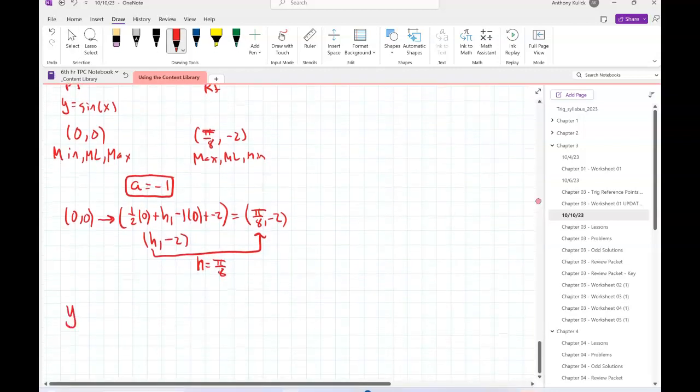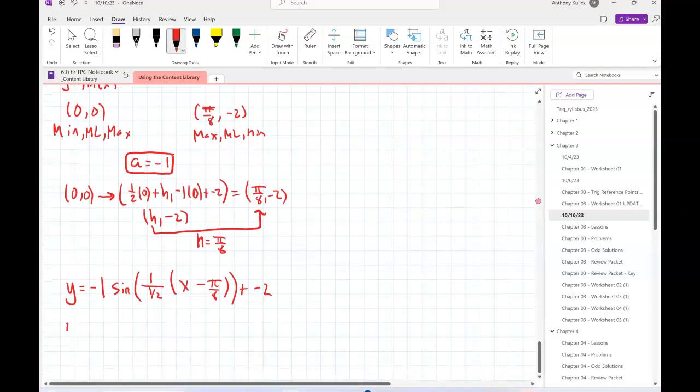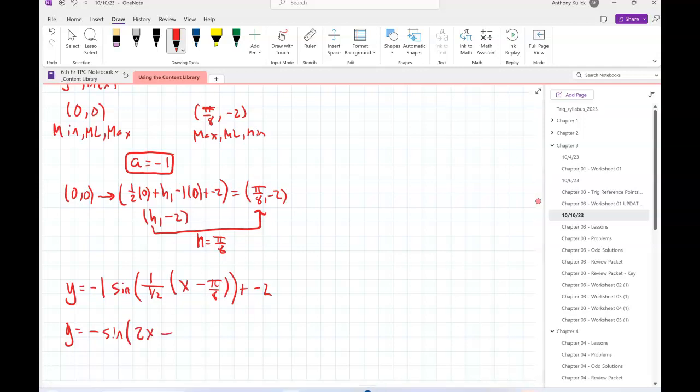So if I write my equation, then I have y equals a times sine of 1/c times x minus h, plus k. Or if I simplify this all down, I'd say y equals negative sine of 2x minus pi/4, and then -2.